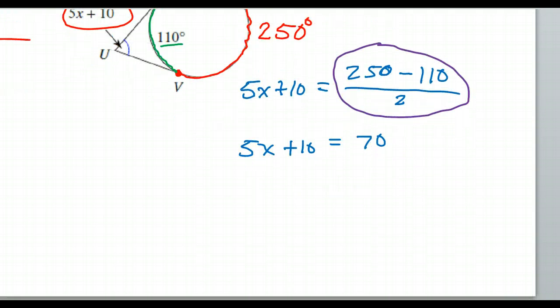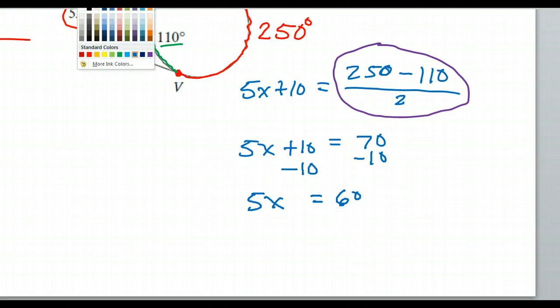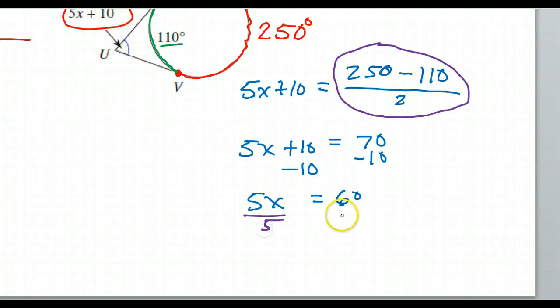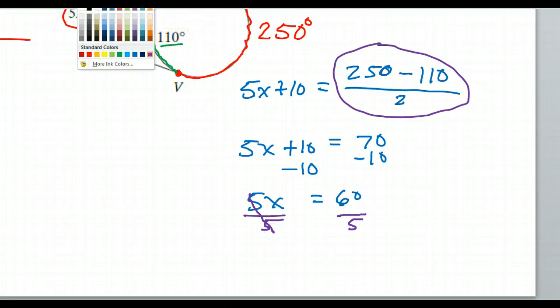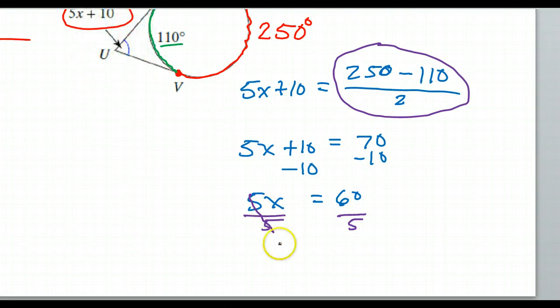And all of a sudden you see how close to home we are. So subtract 10 from both sides. So that's going to be 5x is equal to 60. And then just go ahead and divide both sides by 5. Okay, so we're just going to get x equals 12.